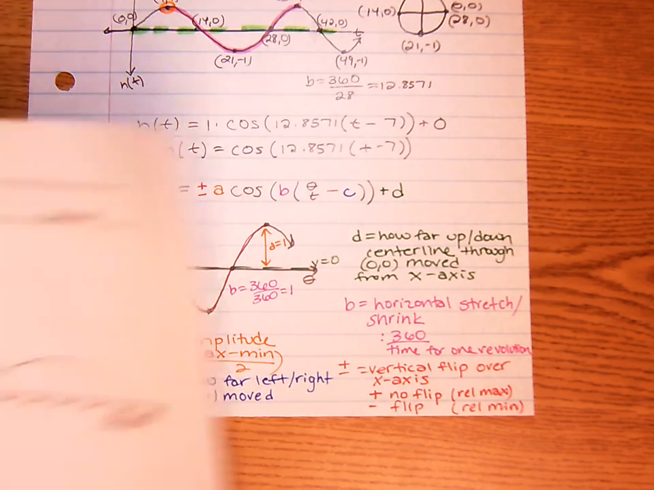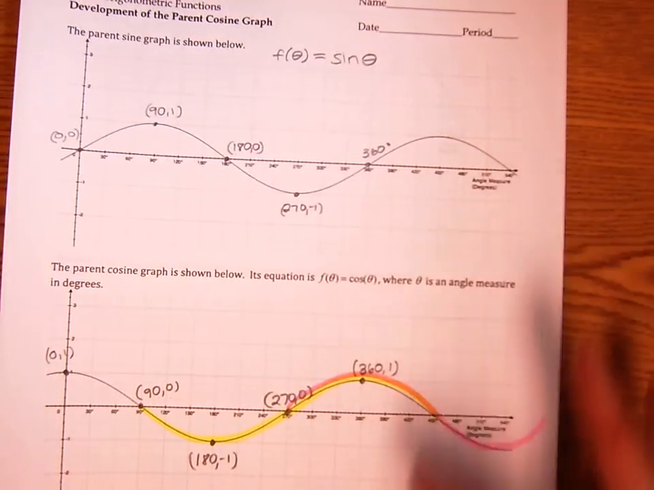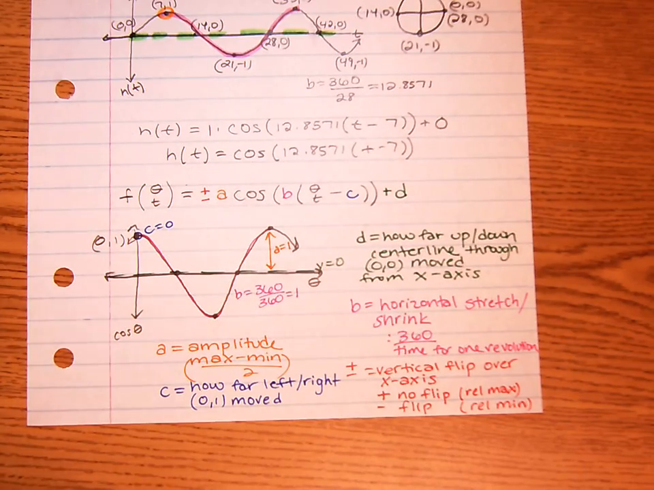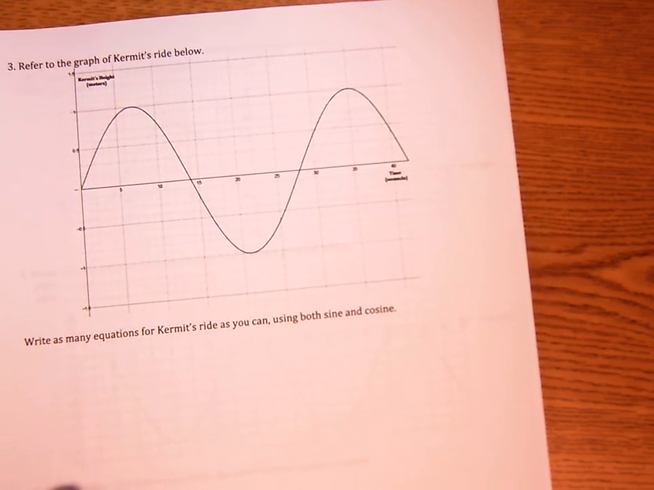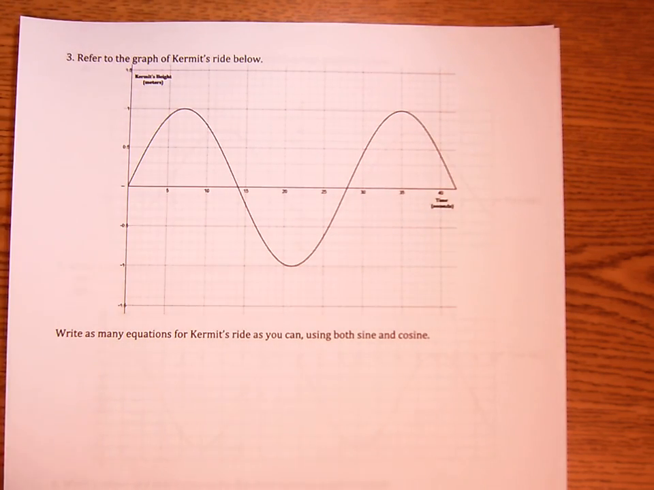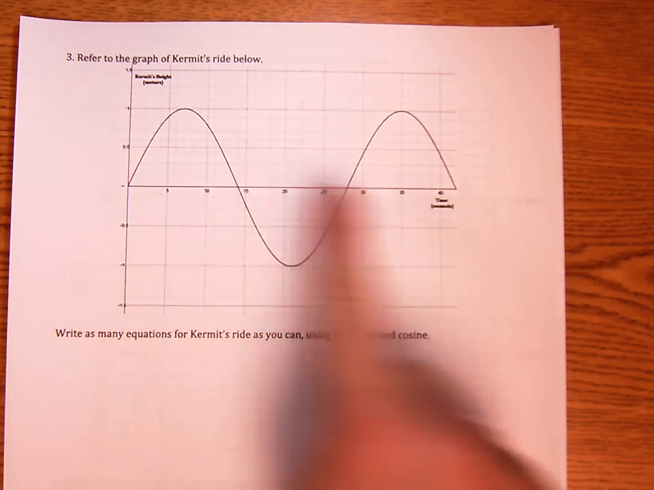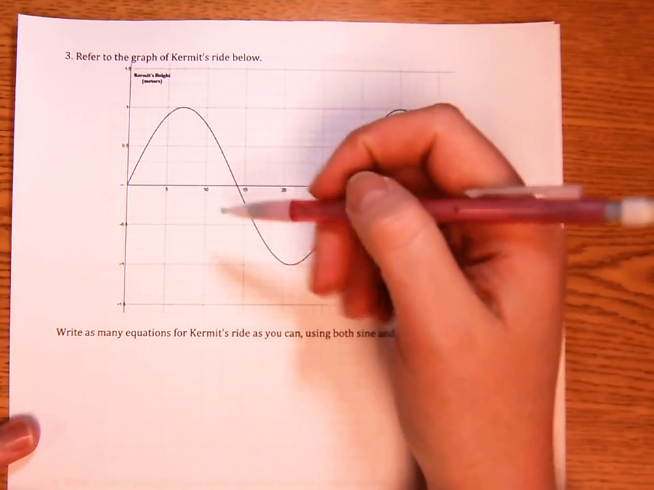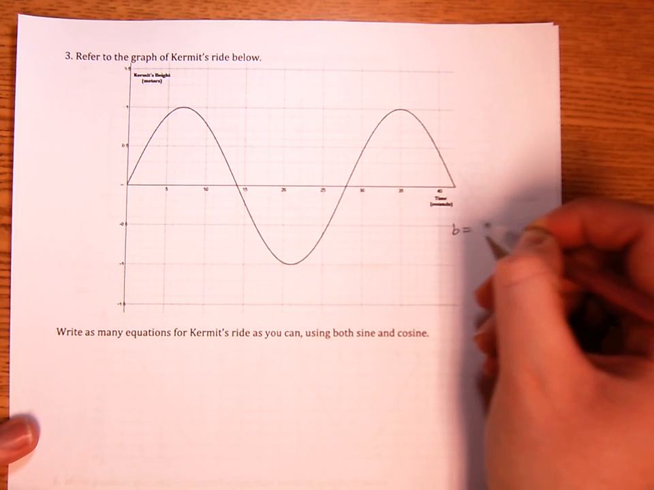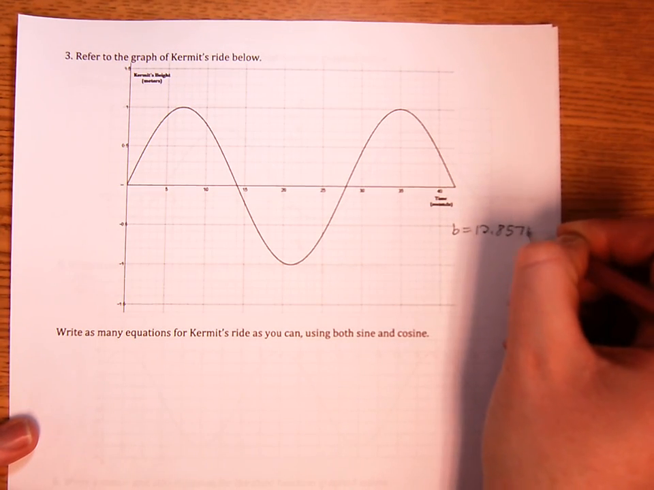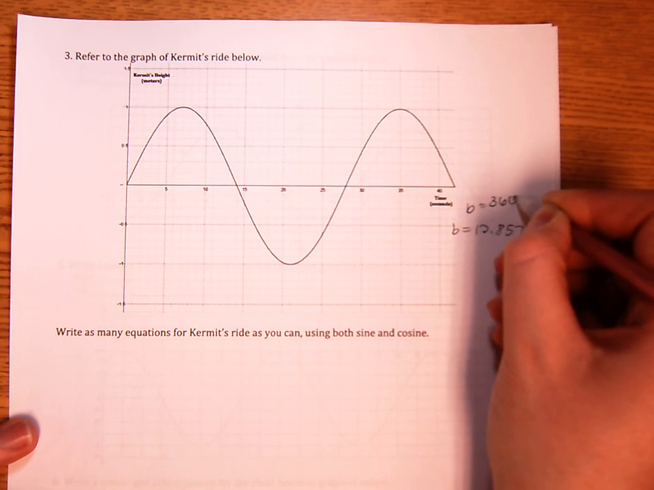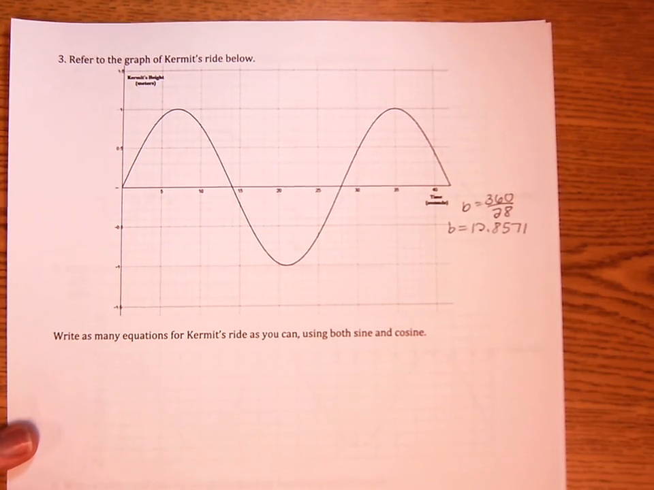If you go back to your worksheet, so we've already talked about comparing, contrasting parent cosine to parent sine. Let's see if we can now, if we look on the next page, refer to the graph of Kermit's ride below and see if we can write as many equations as possible using either sine or cosine. We already know that our center line is at 0, our amplitude is 1, and our B value, I'll just put it as a note over here, is 12.8571. Again, we just calculated that by doing 360 divided by 28. So that's going to be the same.